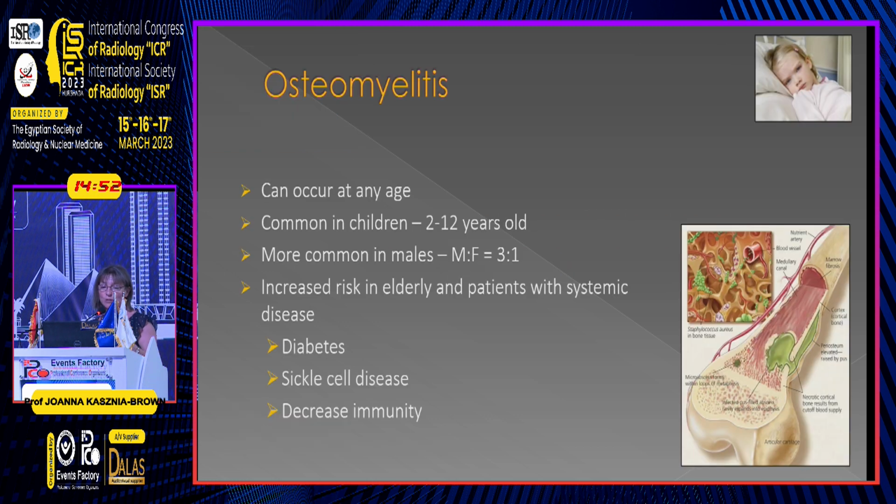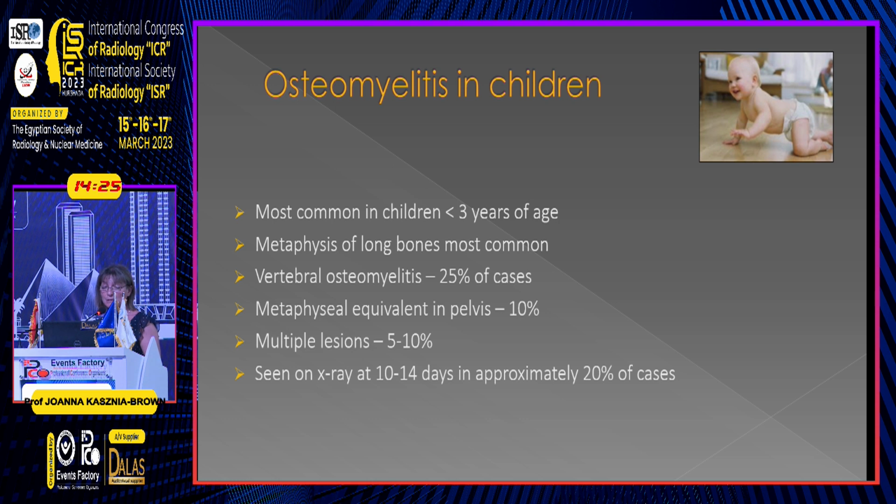So just to remind you that osteomyelitis, as you know, can occur at any age, but it's very, very common in children between 2 and 12 years old, more common in males for some reasons, 3 to 1. And we have the increased risk in elderly and the patients with systemic disease, but in children it's difficult to diagnose because there are non-specific symptoms, but also because it's difficult to communicate with the little patients.